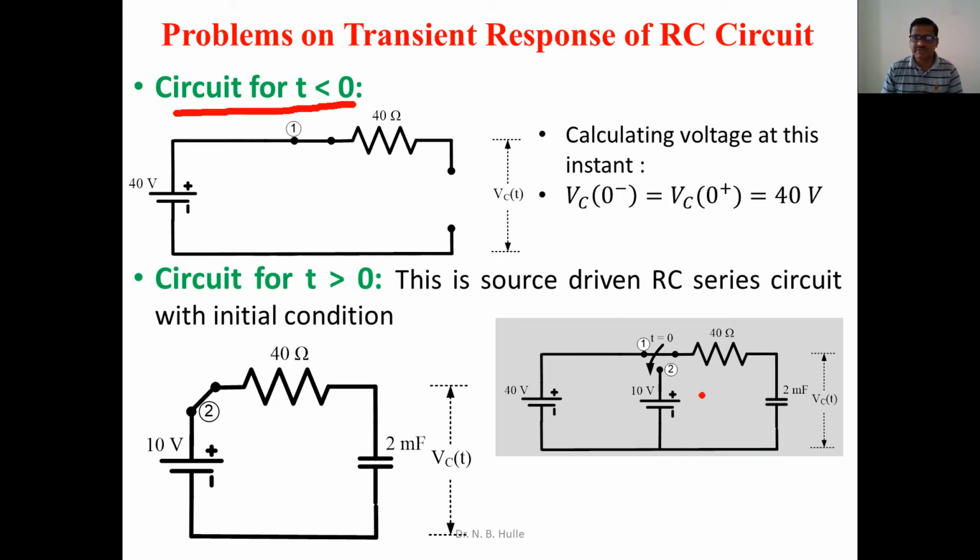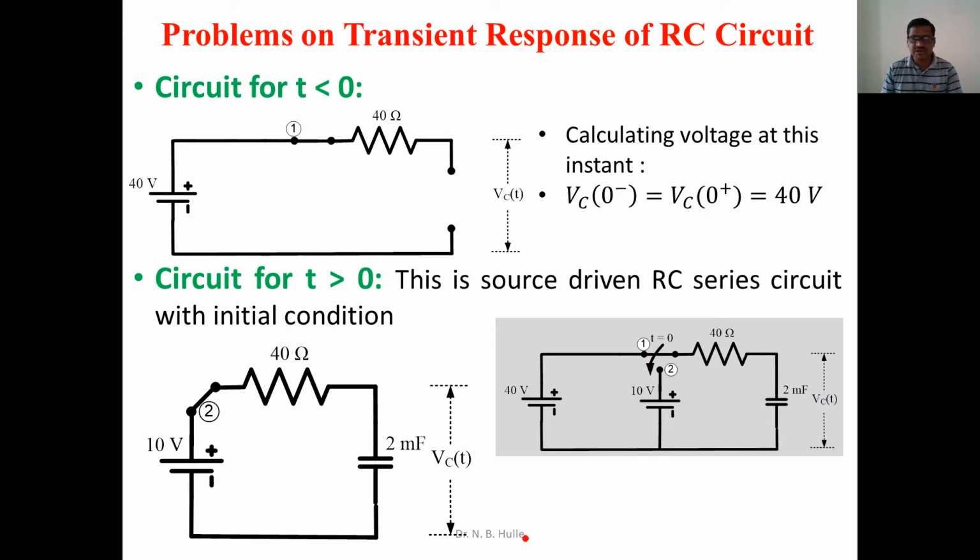This is the original figure. Before switching, the switch was in position number 1 and the steady state was reached. During the steady state, this capacitor acts as an open circuit, which is shown here. So if we are interested in the calculation of Vc of t before switching, that is for t less than 0, then Vc of 0 minus is equal to Vc of 0 plus, which is the same as the applied voltage, 40 volt.